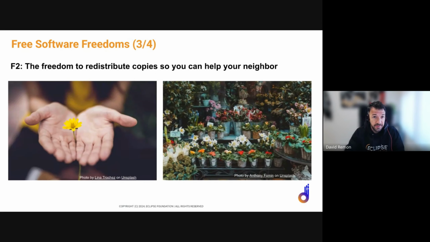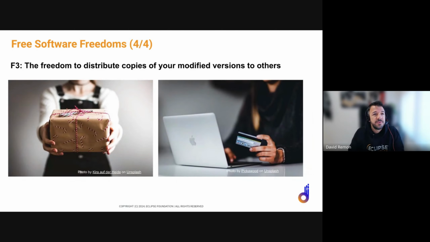The third freedom is the freedom to redistribute copies of a program, and you can give them as a gift, or you can get money for them. And the fourth freedom is the freedom to redistribute copies of a modified version. And similarly, as we said in the previous freedom, you can give them for free, or you can charge and get money for these copies.